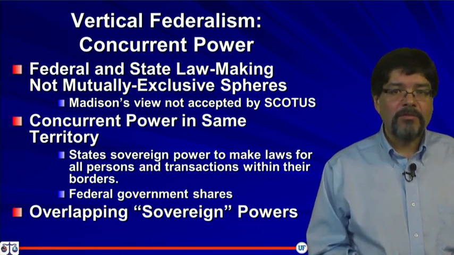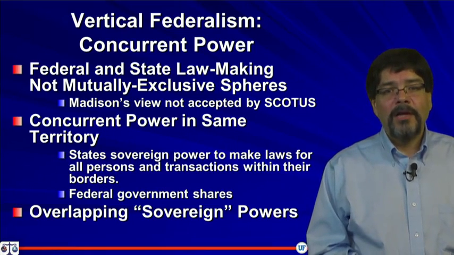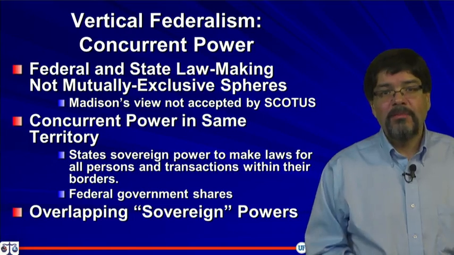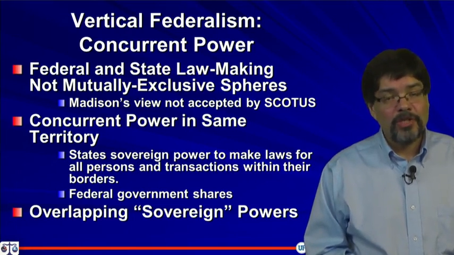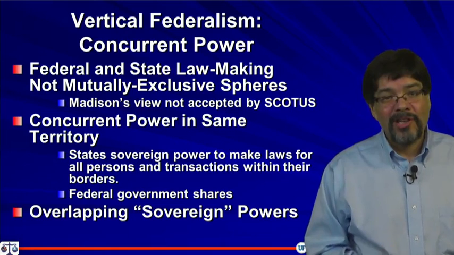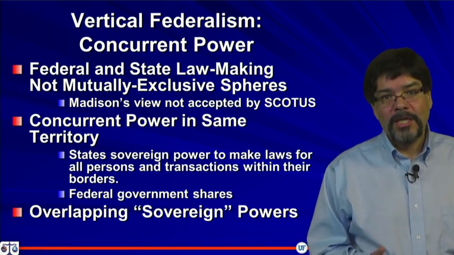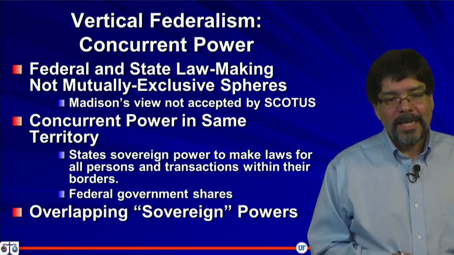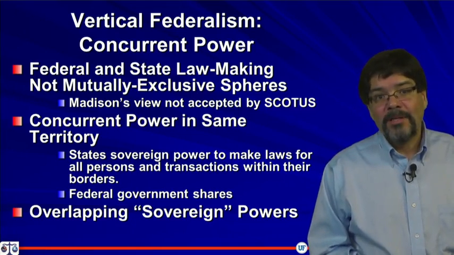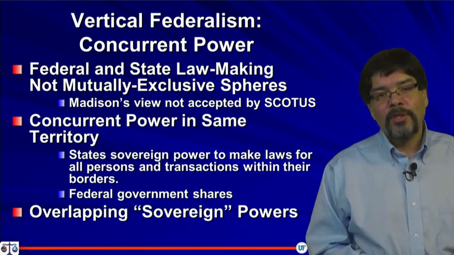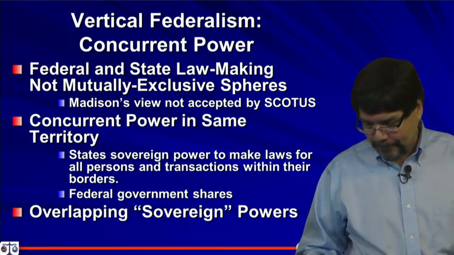James Madison, one of our founding fathers, actually thought that it would be better to say that lawmaking by the states and by the federal government had to be mutually exclusive. But that is not what is enshrined in the Constitution. It is the shared authority that is enshrined in the Constitution. It is the concurrent authority that is enshrined in the Constitution. And so you have overlapping sovereigns exercising legislative, lawmaking, and law enforcement authority within the territory of each state.